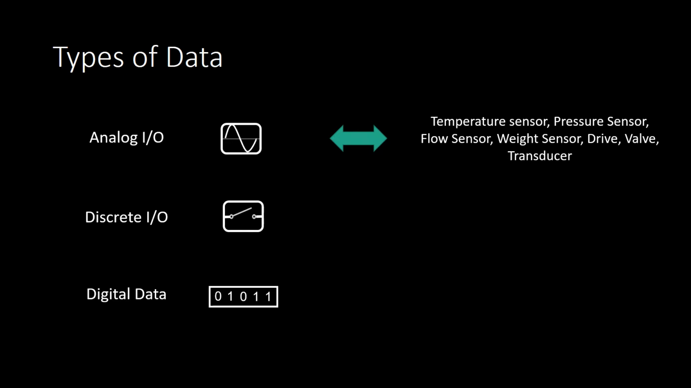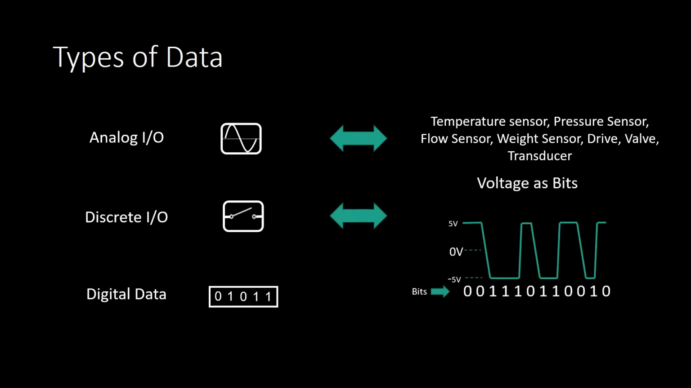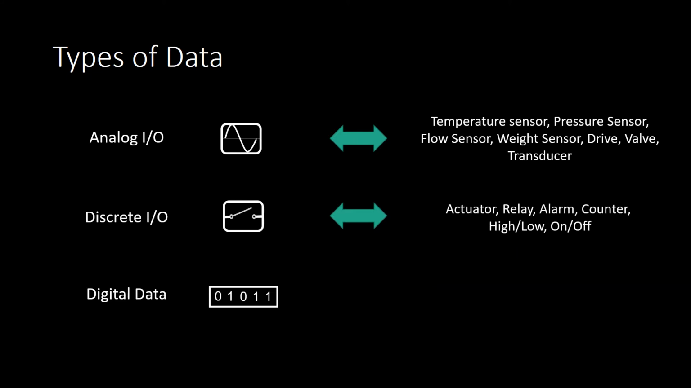Discrete I/O are simple on-off signals which can be transmitted by either voltages or digital signals. Voltages can be sent as bits, such as digital ones and zeros. These are usually alarms, counters, relays, etc.